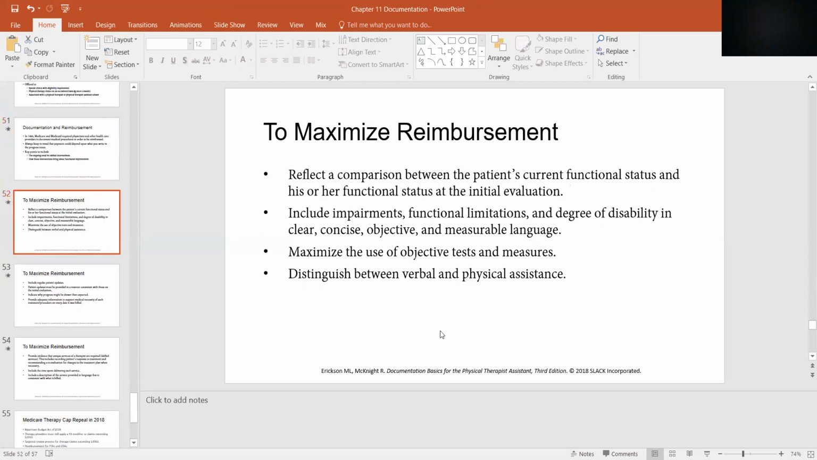To maximize reimbursement, again, we've gone over this in previous PowerPoints, but you want to reflect a comparison between the patient's current functional status and his or her functional status at the initial eval. You'll include their impairments, functional limitations, and degree of disability in clear, concise, objective, and measurable language. Maximize the use of objective tests and measures, and distinguish between verbal and physical assistance.